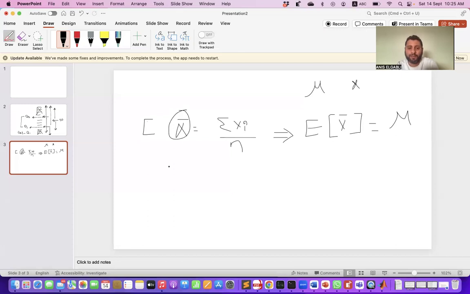Let's look at this and prove it. This is very simple to prove. The expected value of x bar is equal to what? It is equal to the expected value of sum xi over n. We can take 1 over n outside. The expectation of the sum is equal to the sum of the expectation. So we can write 1 over n times the sum of the expected value of xi.